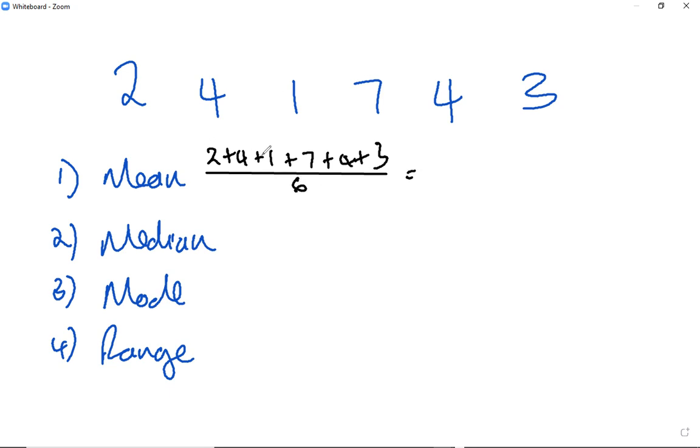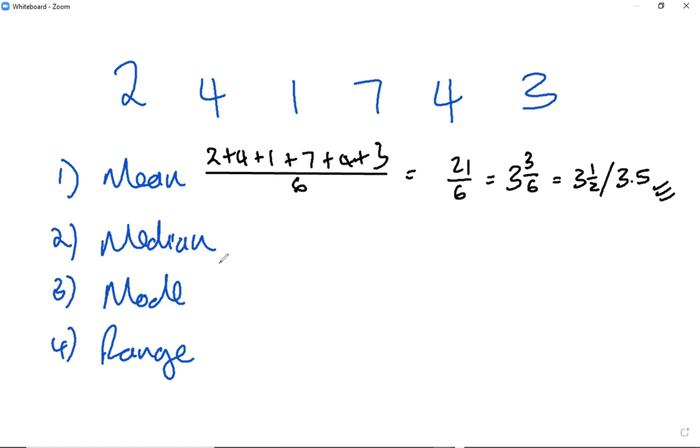2 plus 4 is 6, 6 plus 1 is 7, 7 plus 7 is 14, 14 plus 4 is 18, 18 plus 3 is 21. Now, how many times can 6 go into 21? 6 can go into 21 3 times. 3 times 6 is 18, and the remainder is 3 over 6. 3 times 6 is 18 plus 3 is 21. And that's a half. All right, so 3.5 will be your mean.